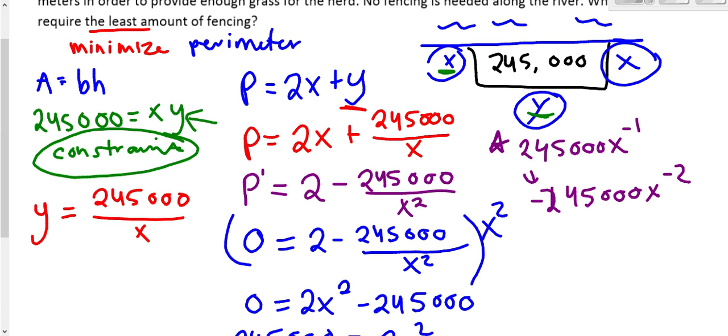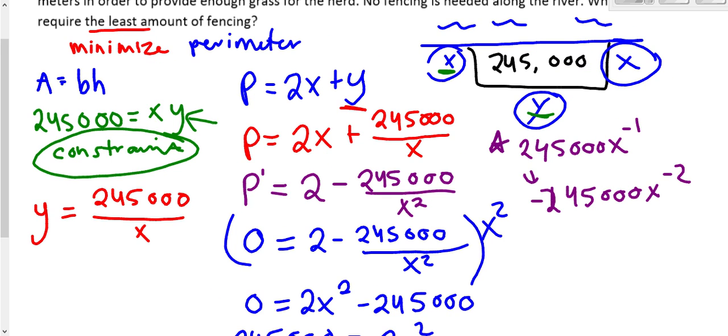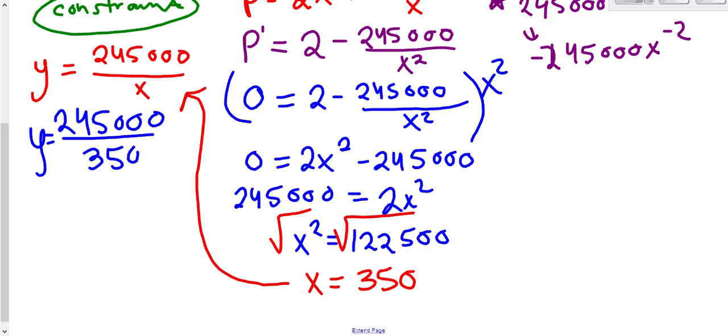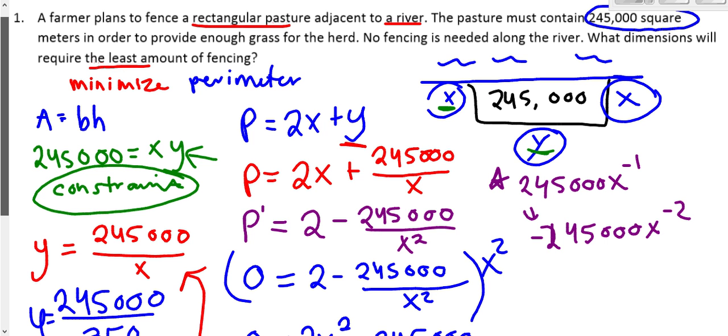The other one is y. So we're going to take 350 and plug it in up here. Okay. So we will have 245,000 divided by 350. And that will be 700. And our measurements for these are meters.